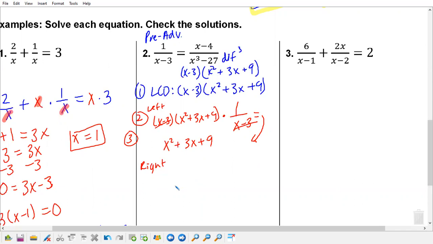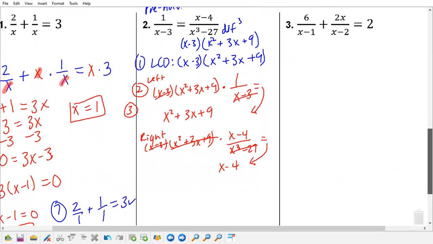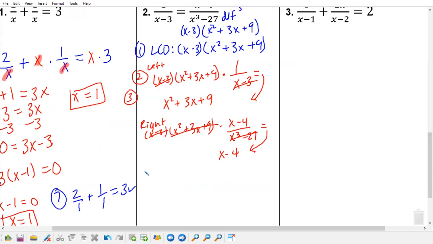On the right-hand side, my LCD is the denominator. Does that make sense? So on the right-hand side, if I'm multiplying by (x-3) times (x² + 3x + 9) times (x-4)/(x³ - 27), it's going to cancel out completely, because that's what my denominator is factored. So on my right-hand side, I'm just left with x-4. So we are left with x² + 3x + 9 on the left equals x-4 on the right.